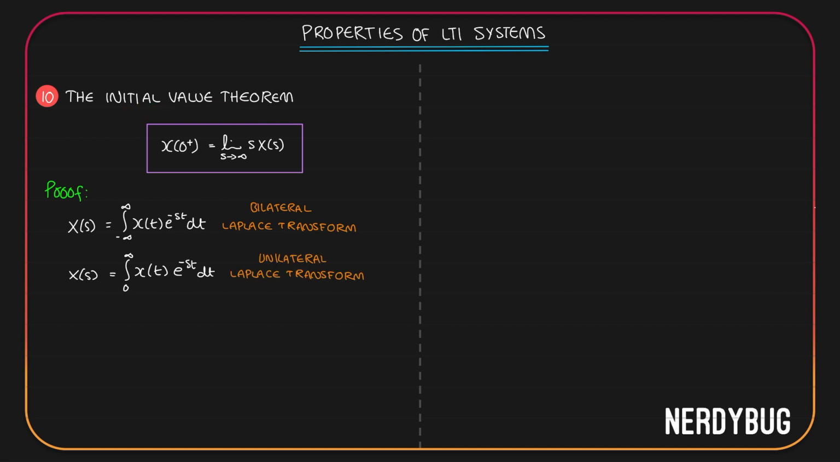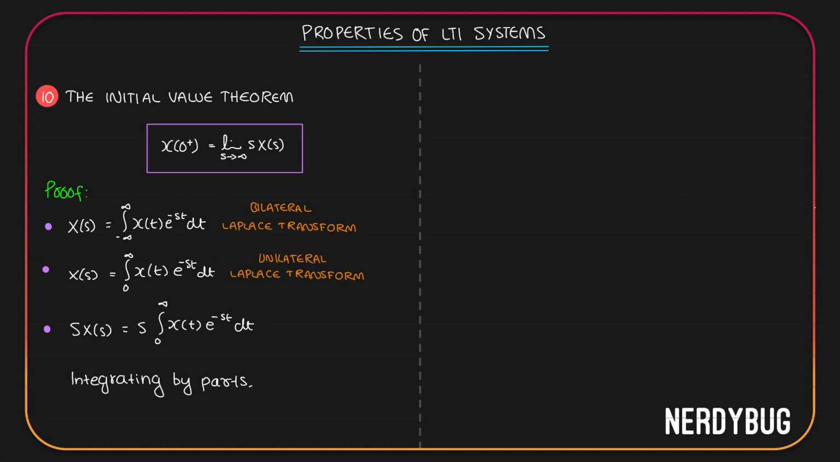For the initial value theorem to be applied, x(t) has to be 0 for t less than 0. So we will be using this equation for the Laplace transform. So we can say that the initial value theorem only applies for the unilateral Laplace transform. According to the theorem, we have to find the limit as s tends to infinity of sX(s). Now sX(s) will be s multiplied by integral 0 to infinity x(t) e raised to minus st dt. Inside the integral, we have two functions, x(t) and e raised to minus st. So we'll have to do integration by parts.